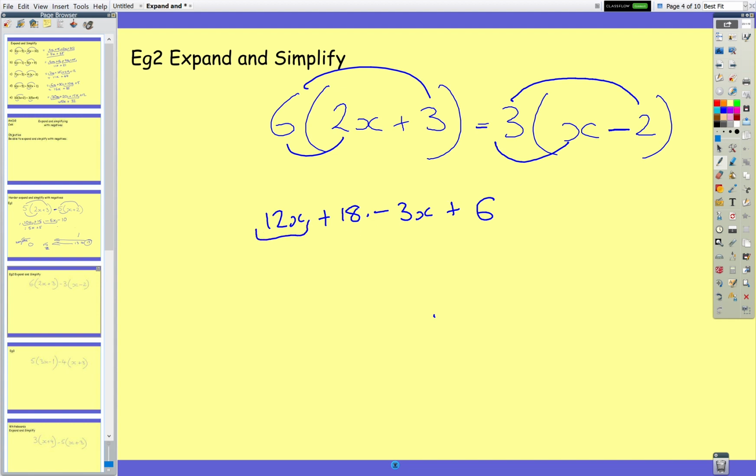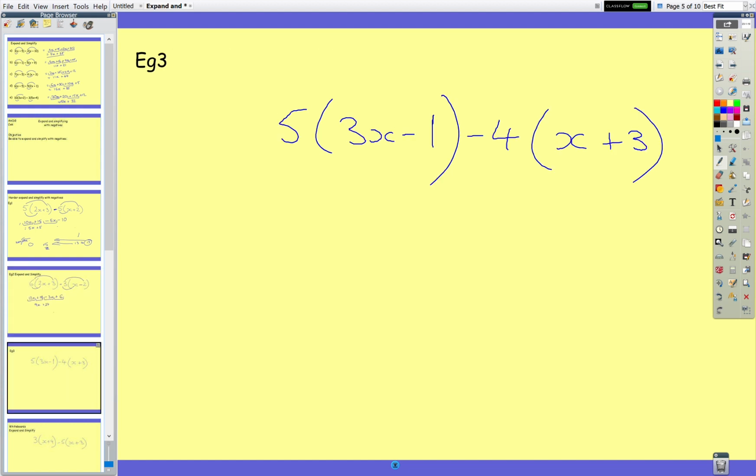So we've got 12x minus 3x, which leaves me with 9x. Again, use that number line. And then we've got 18 plus another 6. So if we start at positive 18 and we add 6, we end up with positive 24. Okay? Right. If you want to, try this next question on your own, okay, and see how you cope with them.